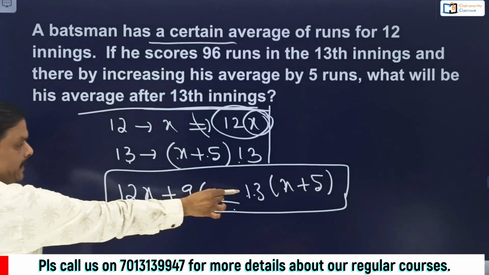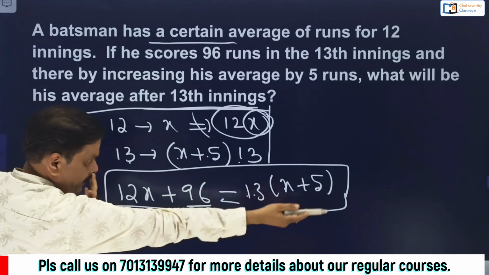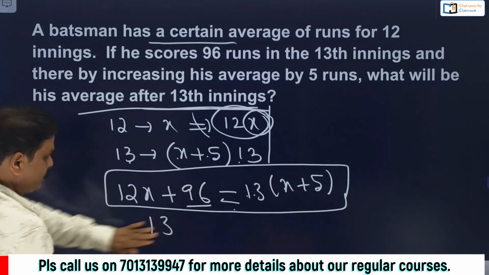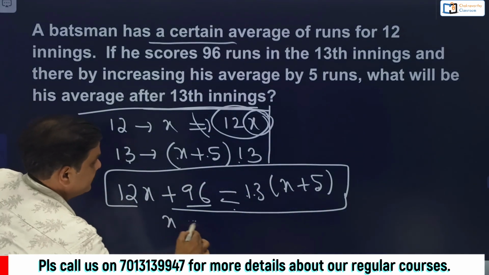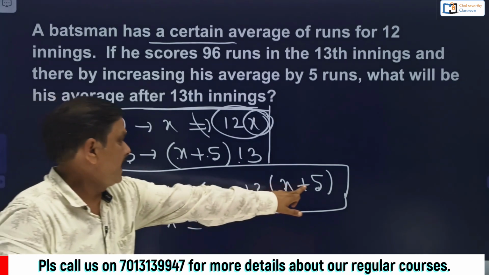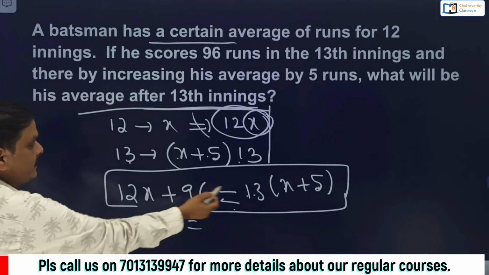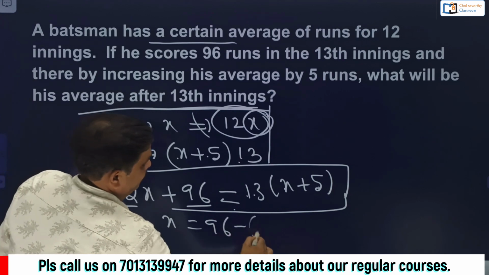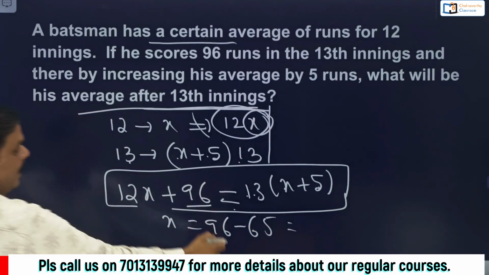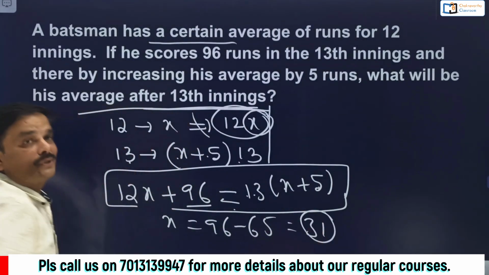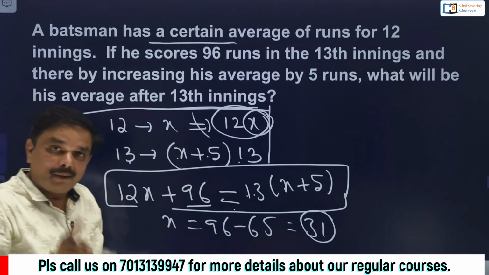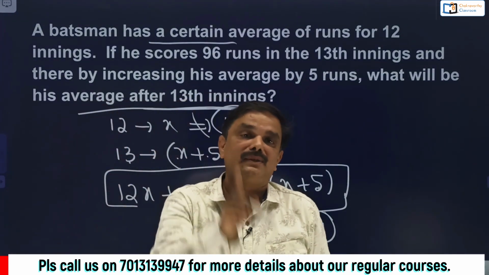So this is 13x, this is 12x, both I'm taking that side. That means 13x minus 12x, directly you do. That is x is equal to 96 minus 13 fives are 65. 96 minus 65, that is 31. So x is equal to 31. That means the average of the first 12 innings is 31.